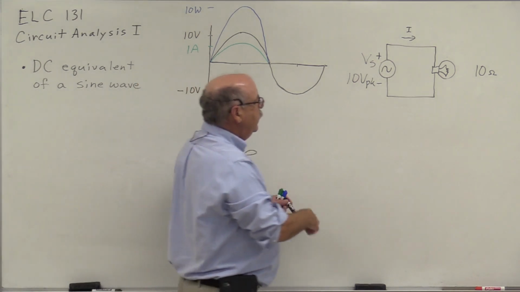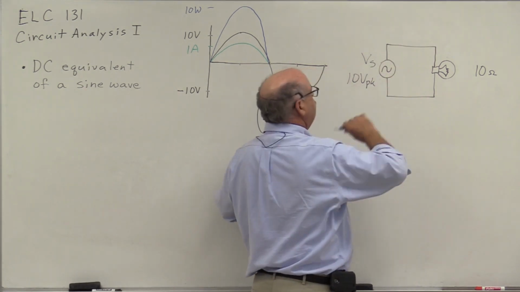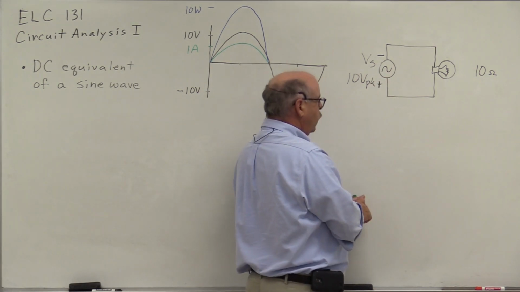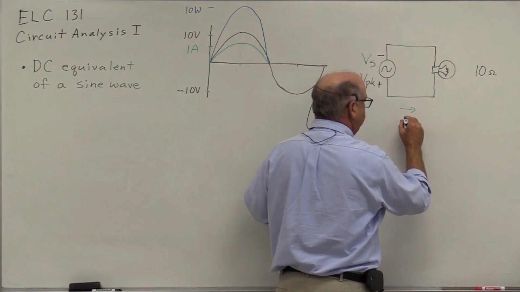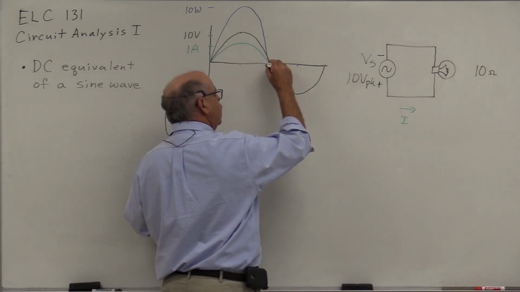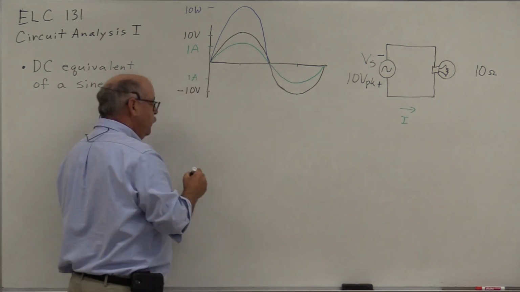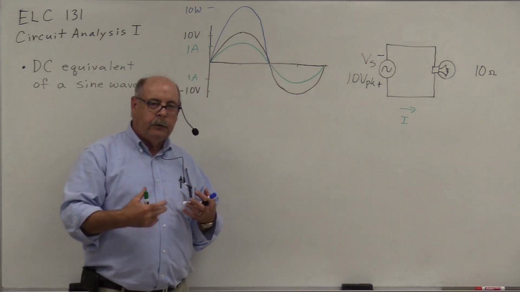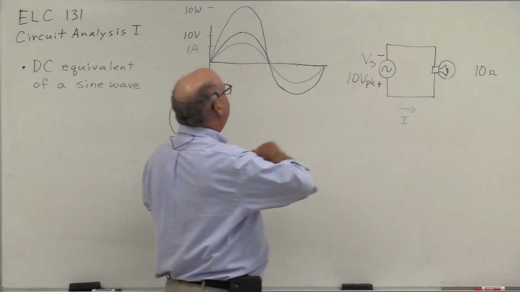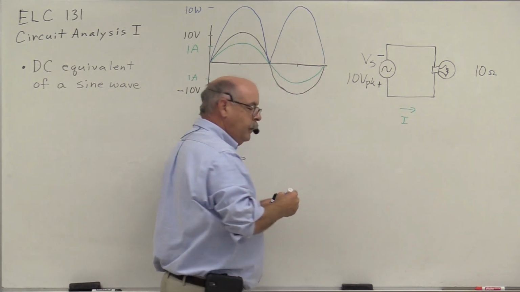Now, during the second half cycle, or the negative half cycle, the voltage is now negative to positive. Current will be flowing in this direction, and the current is going to be negative 1 amp. However, it doesn't matter what direction the current flows and what the polarity of the voltage is, power dissipation is always a positive value.